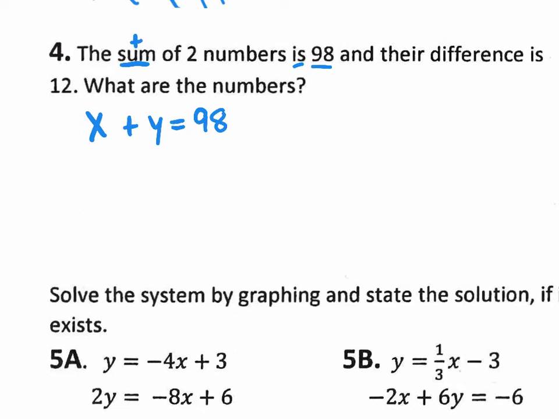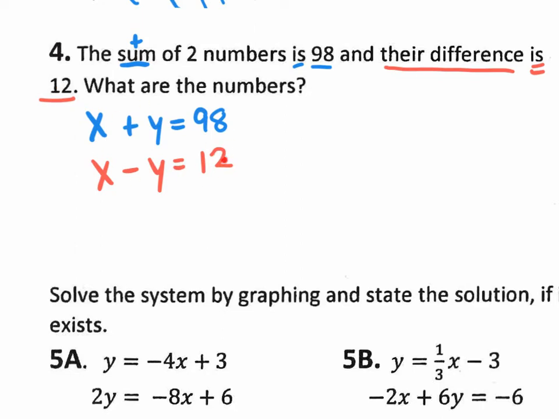Yeah. Now, the other statement says, and their difference is, which means equals 12. Now, difference means what? Add, subtract, multiply, divide. What does difference mean? Subtract. So if I take the same numbers, x minus y, and I put 12 right there because that's their difference, I now have a system of equations that I could solve. Where'd you get 12? Well, because on this problem it says their difference is 12.